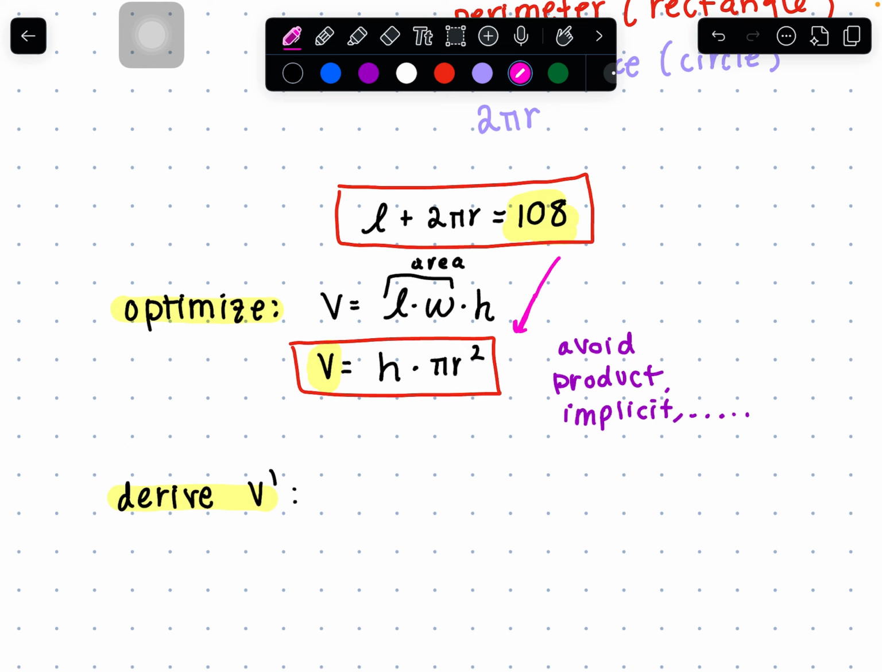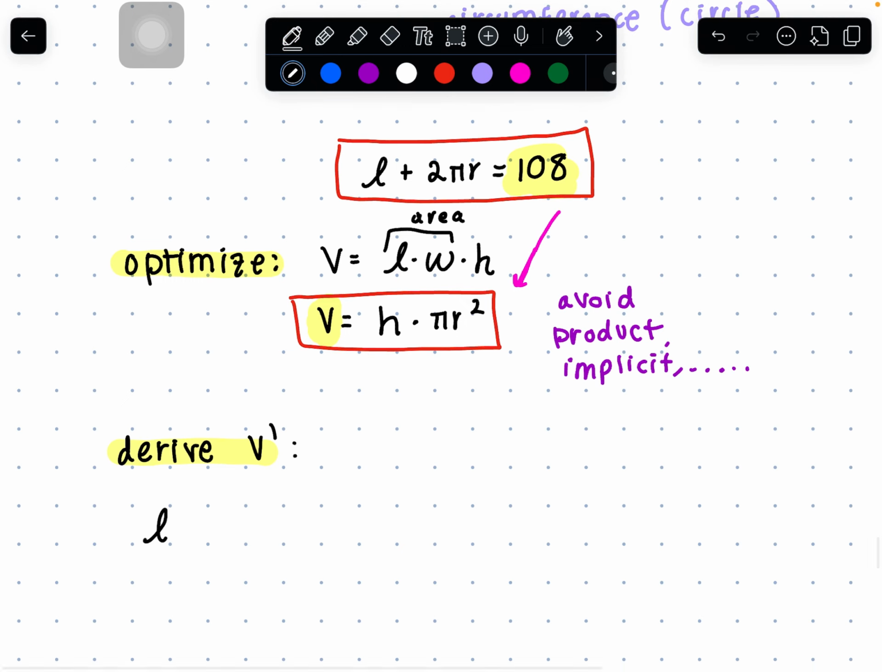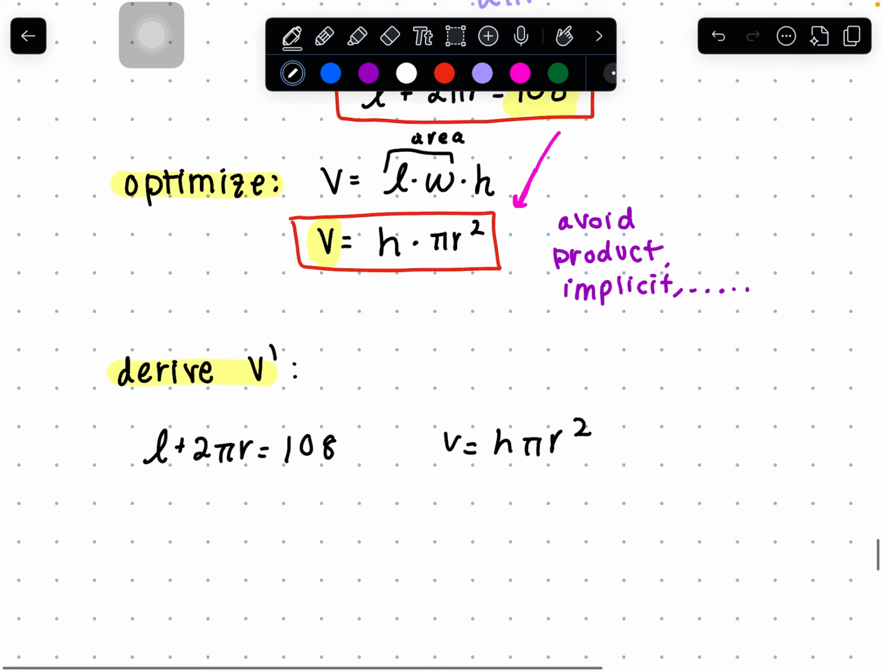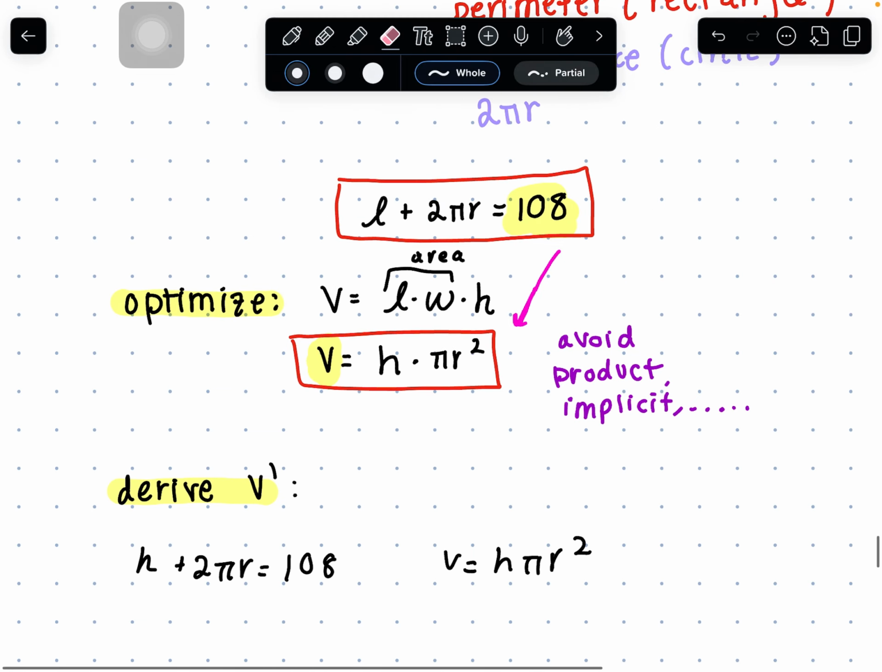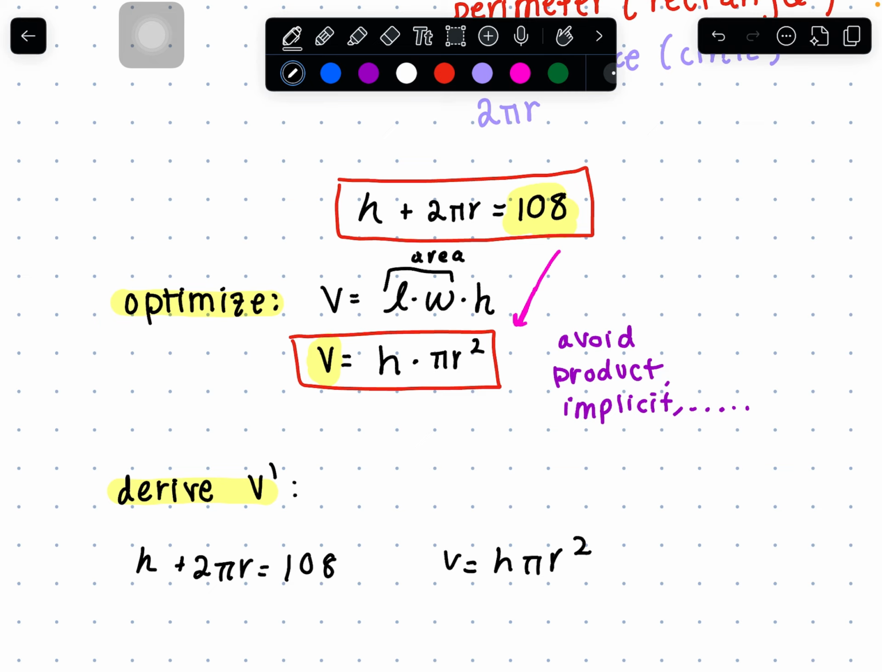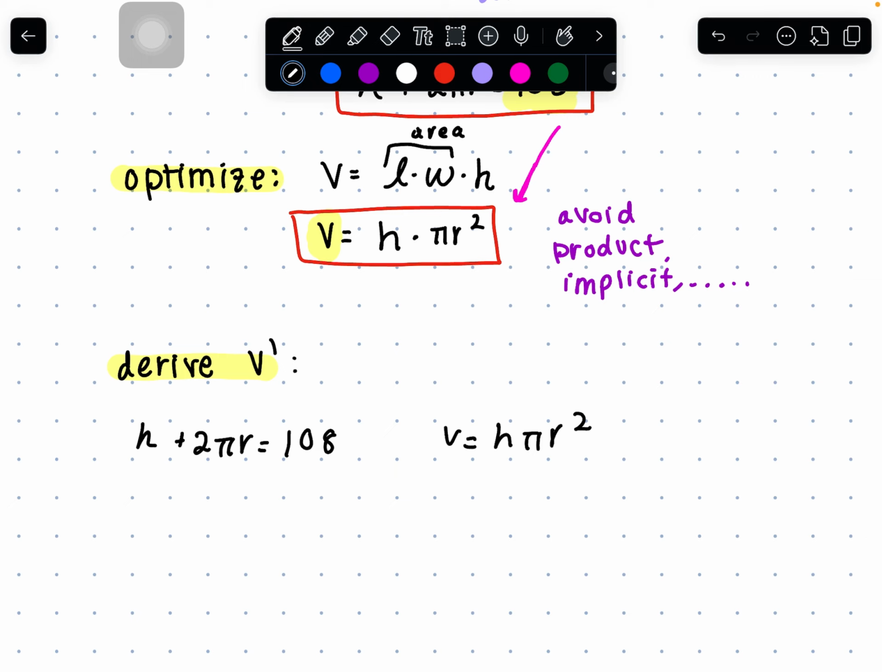Okay. So we have L plus 2 pi r is 108. And volume is h pi r squared. Well, I guess this is our new h, because we called the length h. Sorry, it's just alphabet soup. It doesn't matter what your variables are called, just be consistent. So my two dimensions are h and r.